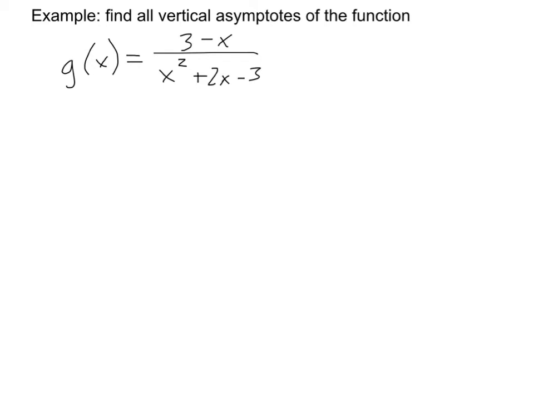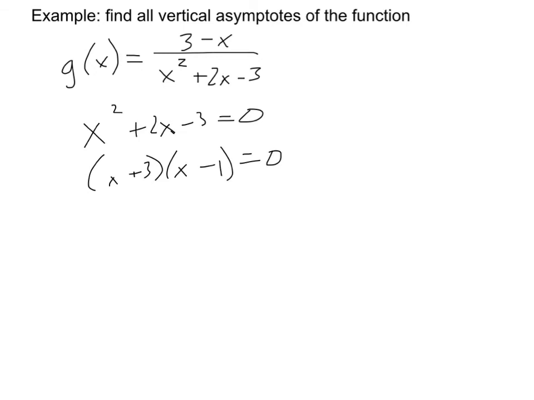So just like we did before, we start by finding the potential vertical asymptotes by setting the denominator equal to 0. x squared plus 2x minus 3. So let's see if we factor this as x plus 3 and x minus 1. So we end up with x being negative 3 and x being positive 1.